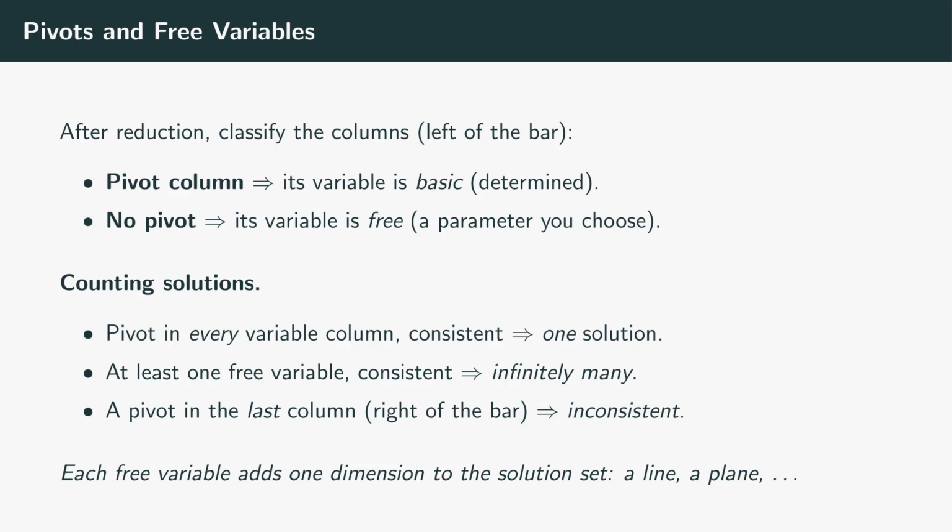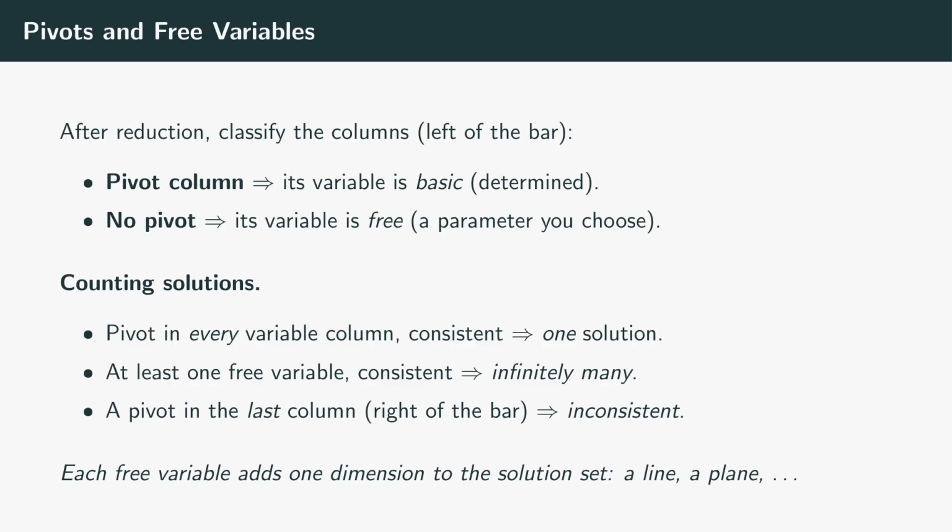Once the matrix is reduced, the columns to the left of the bar split into two kinds, and this is where we actually count solutions. A column that contains a pivot corresponds to a basic variable, one that is pinned down by the equations. A column with no pivot corresponds to a free variable, one you are allowed to set to anything, a dial to turn. From this split, everything follows. If every variable column has a pivot and the system is consistent, there are no free variables and you get exactly one solution. If the system is consistent but has at least one free variable, you get infinitely many solutions, one for each choice of the parameters.